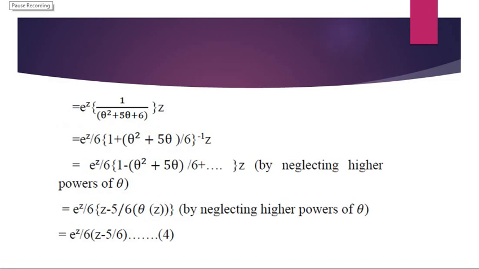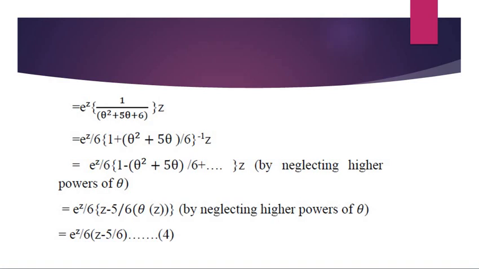Since the right hand side of the expression is an algebraic expression, that is a polynomial, you must express this in either 1 plus g of theta or 1 minus g of theta whole power minus 1 format. Therefore, that expression is expressed as e power z by 6 into 1 plus theta squared plus 5 theta divided by 6 whole power minus 1 into z.